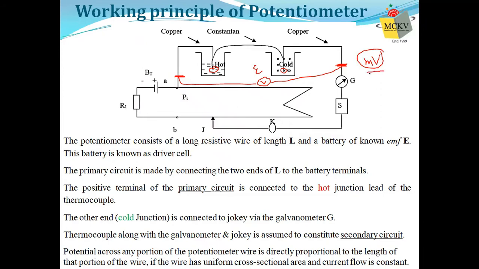We could have found out, or used a multimeter, which can measure millivolt voltages. So we could have used a multimeter or a voltmeter, but instead of using a simple voltmeter, we are using this circuit. So let us understand why we are using this circuit. What is a potentiometer circuit?